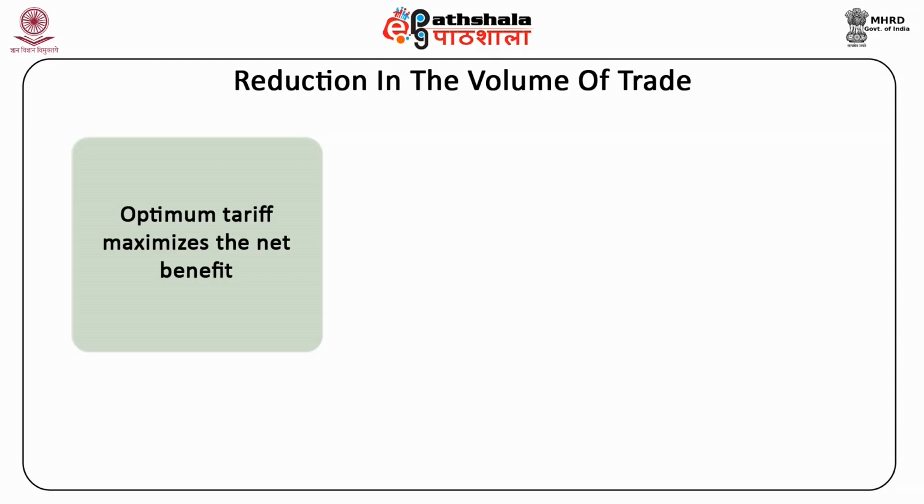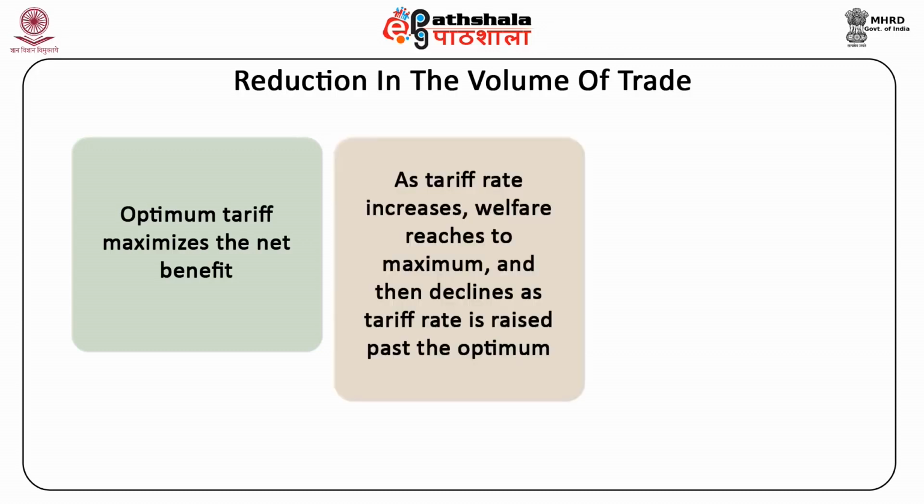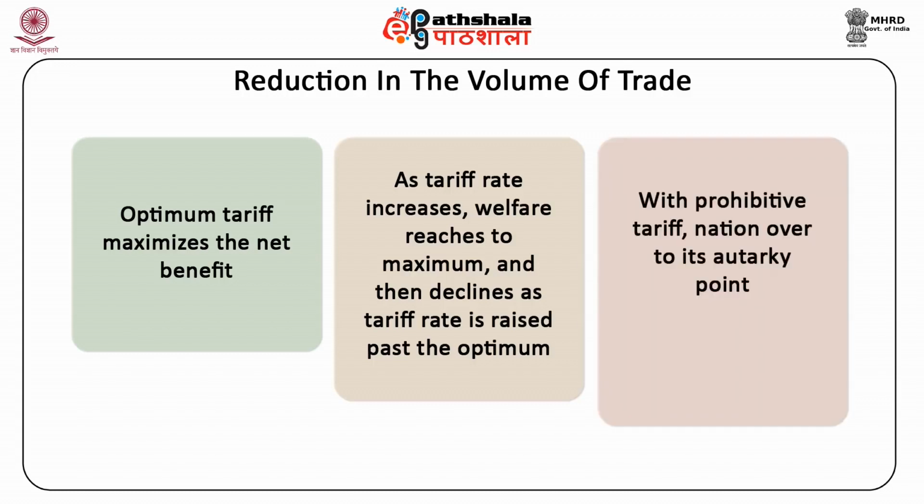That means starting from a free trade position, as the nation increases its tariff rate, its welfare increases up to a maximum, that is, the optimum tariff, and then declines as the tariff rate is raised past the optimum. With a high enough or prohibitive tariff, the nation will eventually be pushed back towards the autarky point.